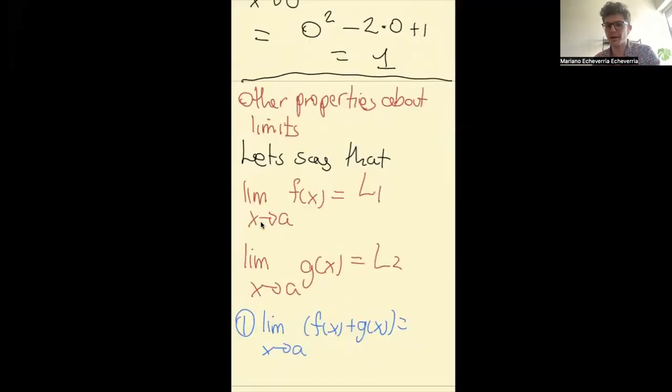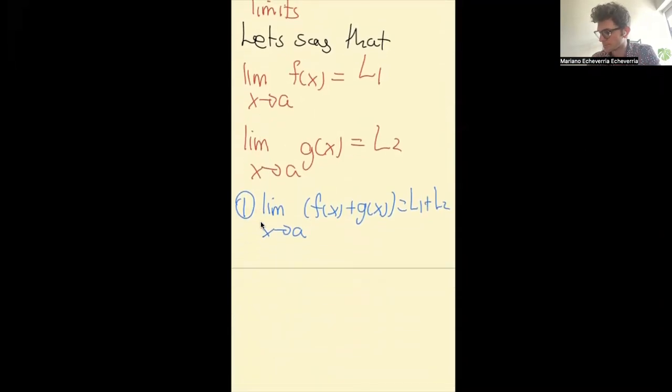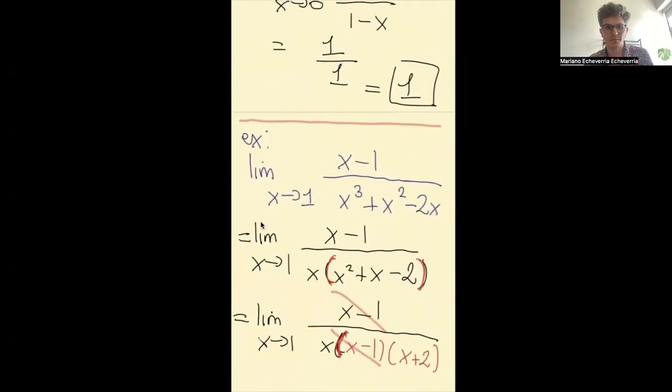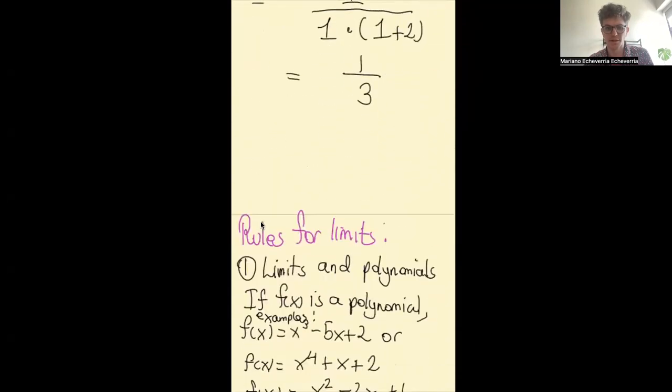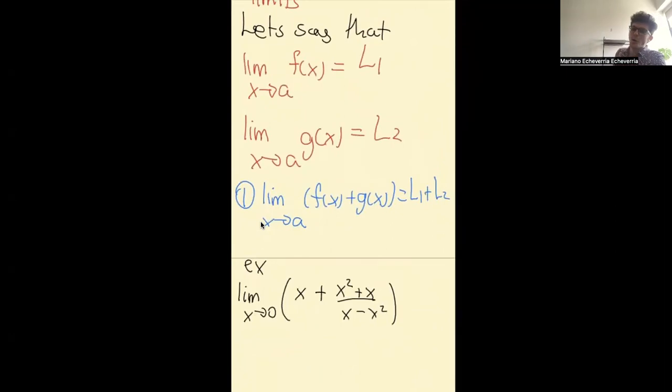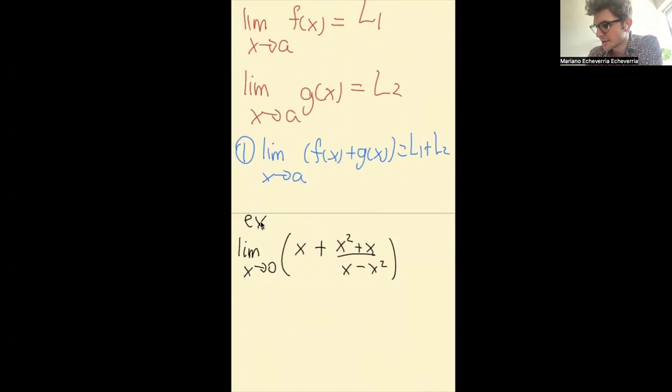So let me write that down and then give you an example. Imagine that I had asked you to find this limit: x squared plus x over x minus x squared, plus x. What this property is saying is that you can break it down into two pieces. You can break it down as the limit as x approaches 0 of x plus the limit as x approaches 0 of x squared plus x divided by x minus x squared.